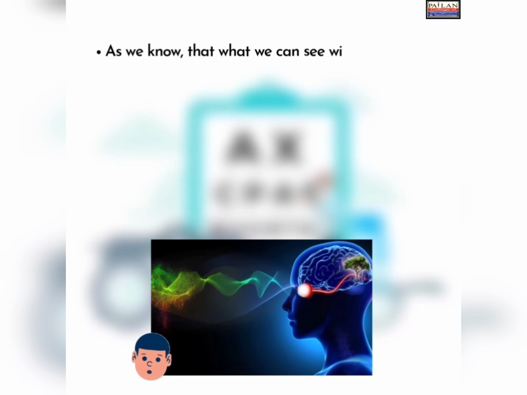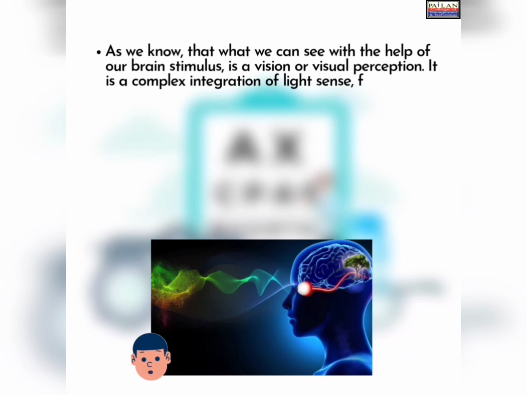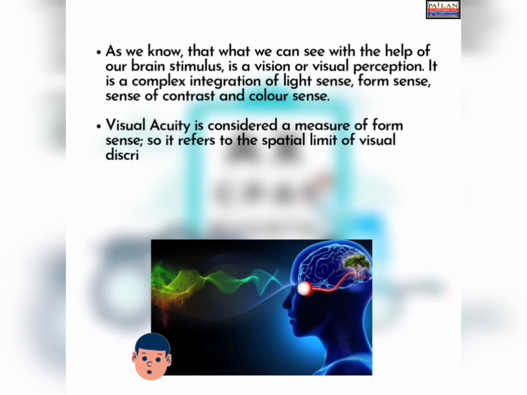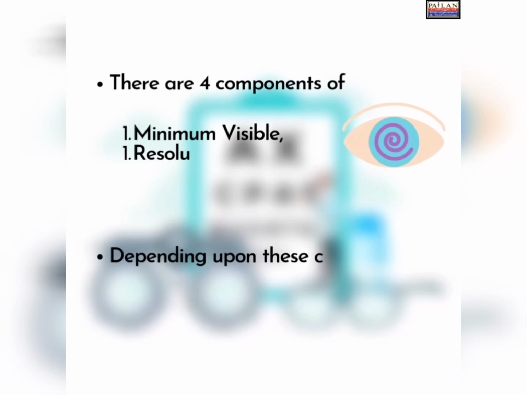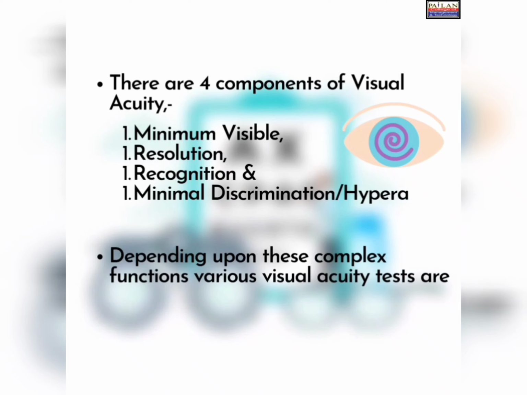As we know, what we can see with the help of our brain, the stimulus, is vision or visual perception. It is a complex integration of light sense, form sense, sense of contrast, and color sense. Visual acuity is considered a measure of form sense, so it refers to the spatial limit of visual discrimination. Practically speaking, a visual acuity measurement involves the extent to which an eye is capable of resolving fine details. There are four components of visual acuity: minimum visible, resolution, recognition, and minimal discrimination or hyperacuity.